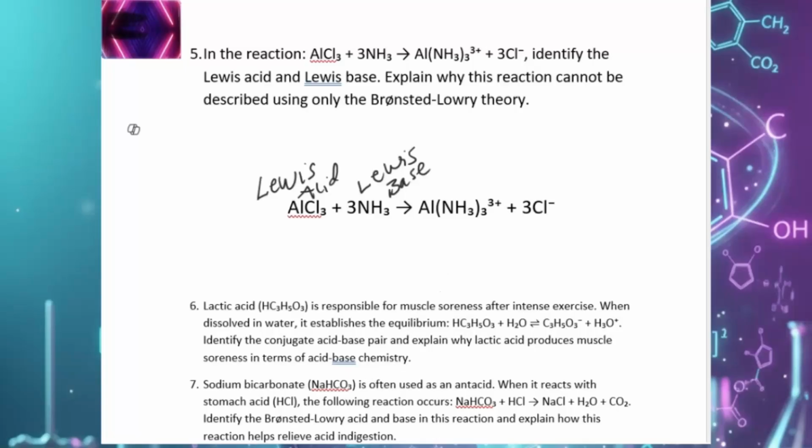The reason why this cannot be classified using the Brønsted-Lowry theory is because it doesn't involve proton transfers. The Lewis theory is more comprehensive because it shows how you are able to define acids as electron pair acceptors and bases as electron pair donors. That is the reason.